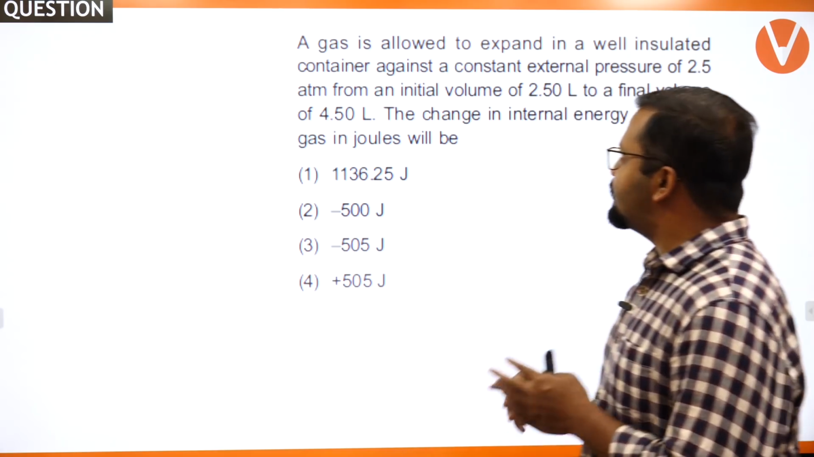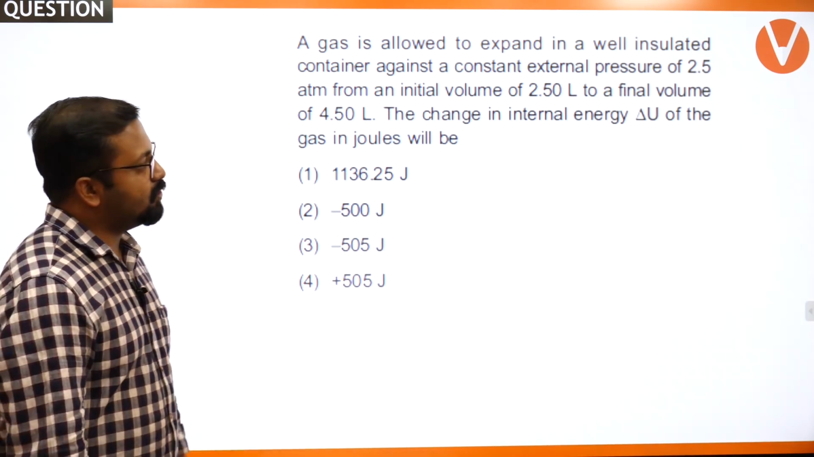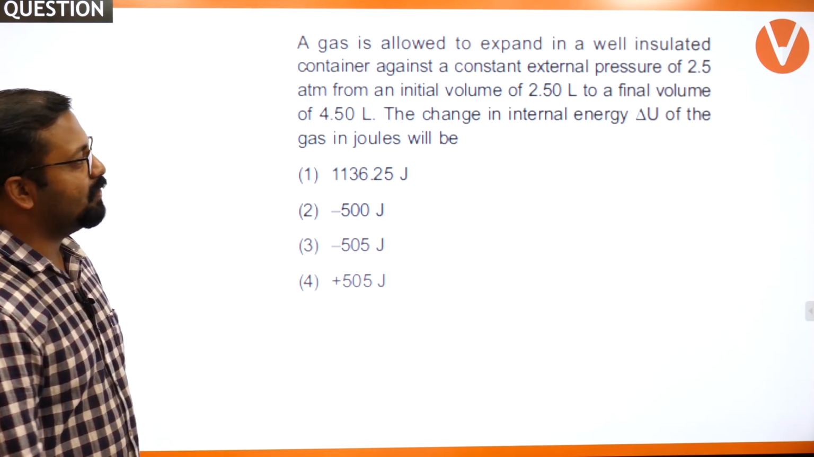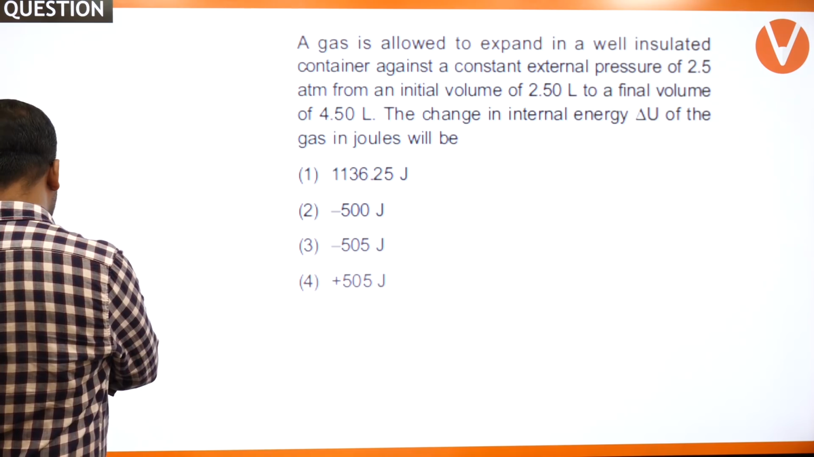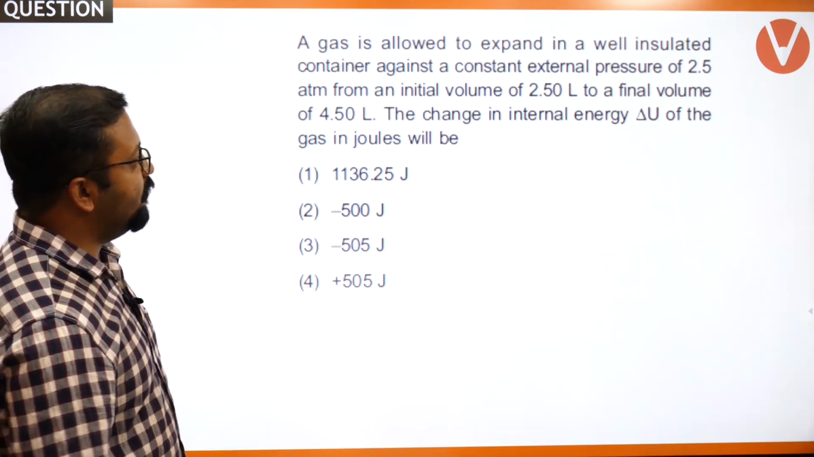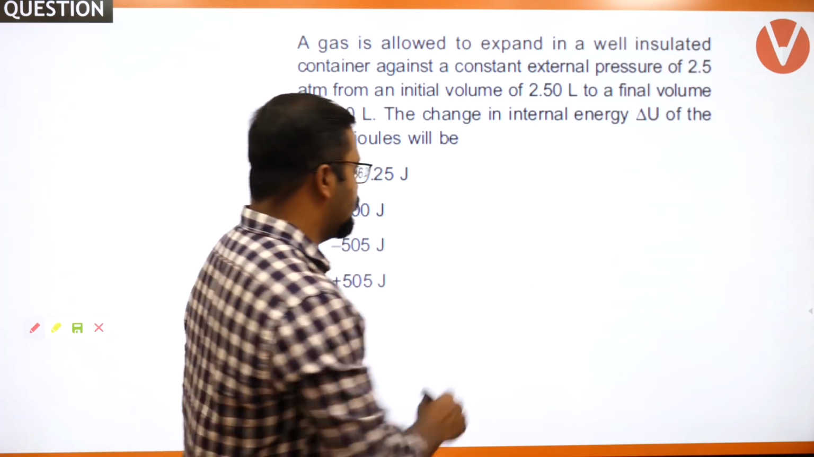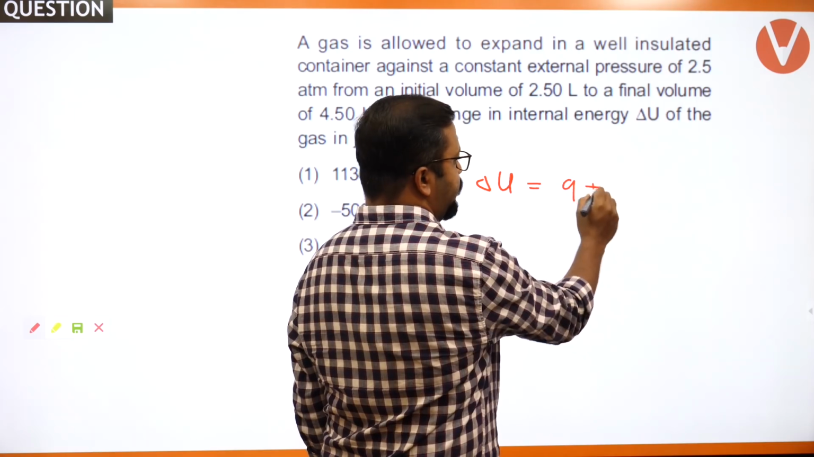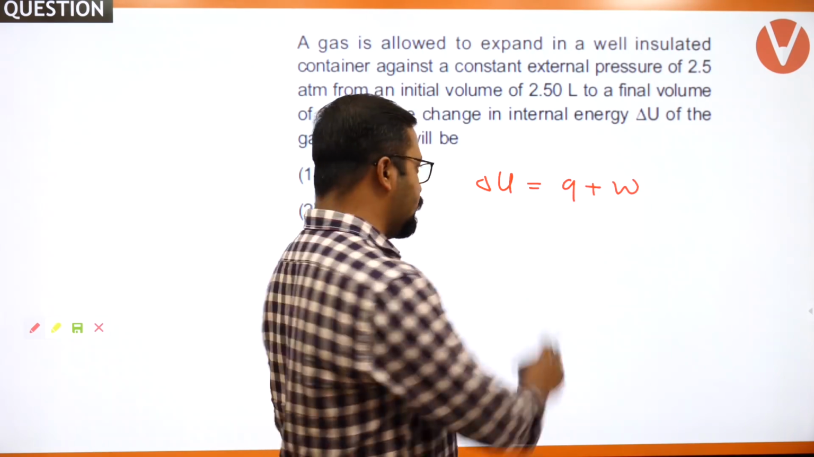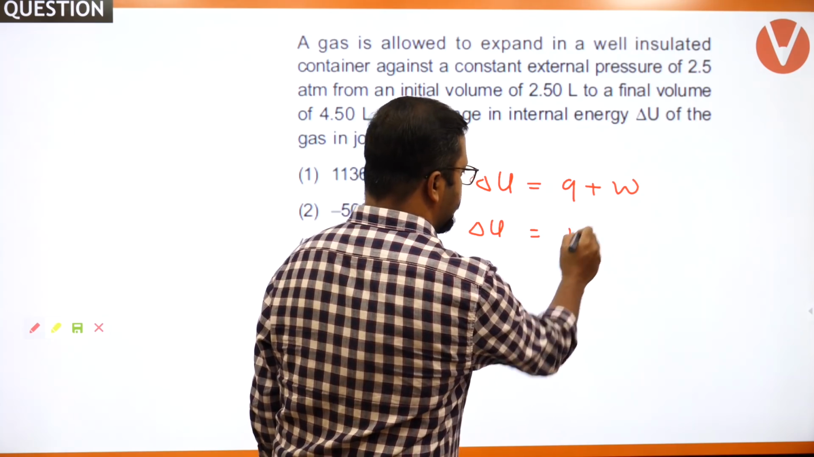Next, a gas is allowed to expand in a well-insulated container with an external pressure of 2.5 atmosphere from an initial volume of 2.5 liters, final volume of 4.5 liters. Well insulated जैसे ही बोल दिया, that means it's an adiabatic process. So delta U is equal to Q plus W. I can write it like this. Q will turn out to be 0. So delta U is equal to W.